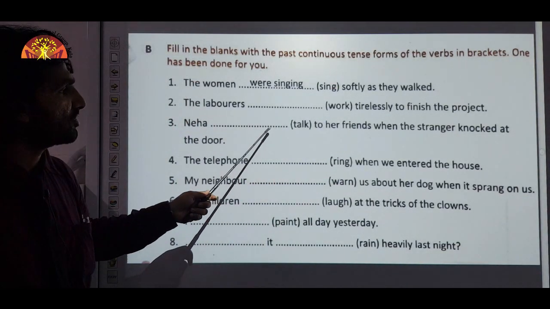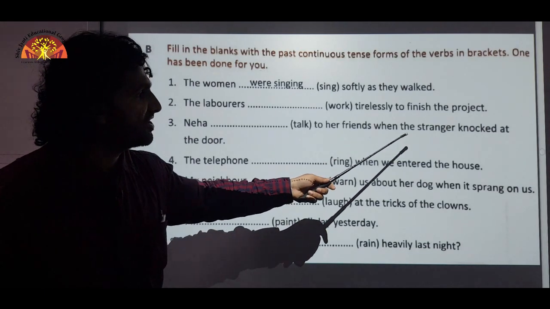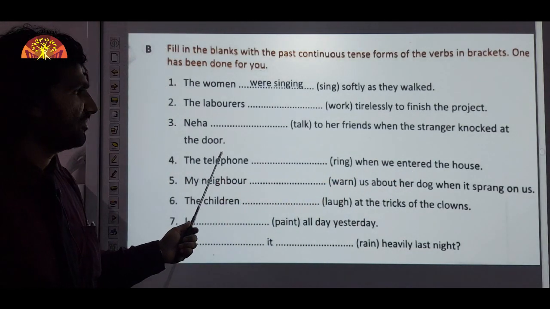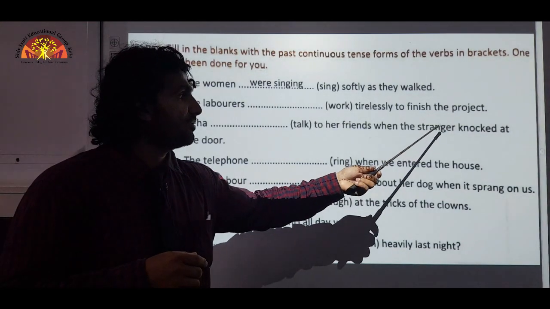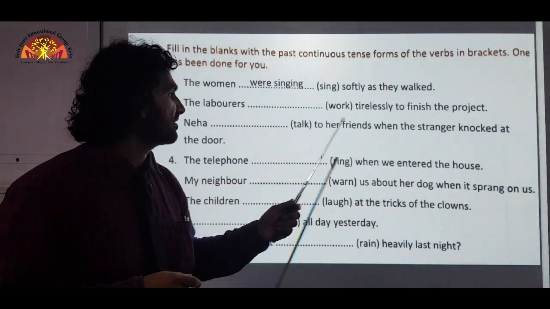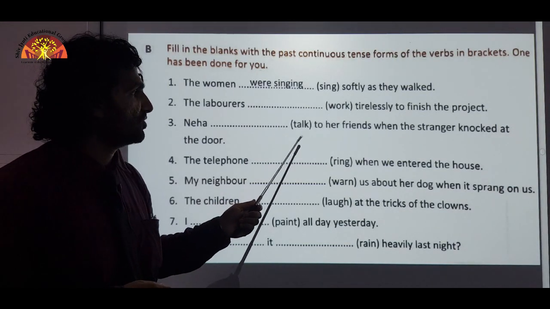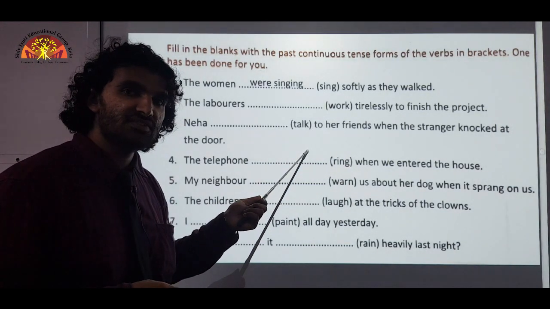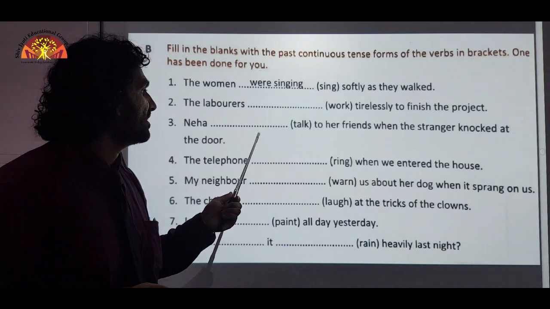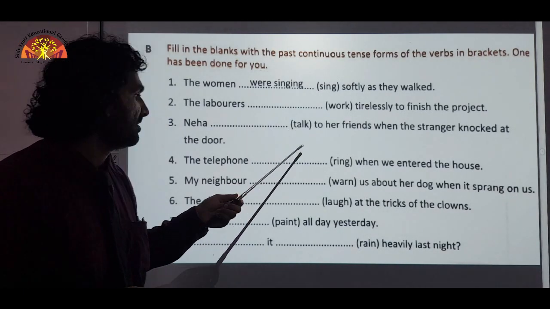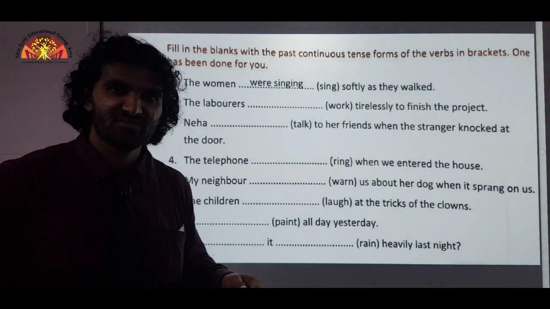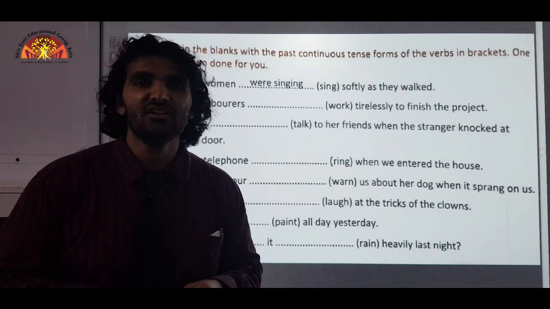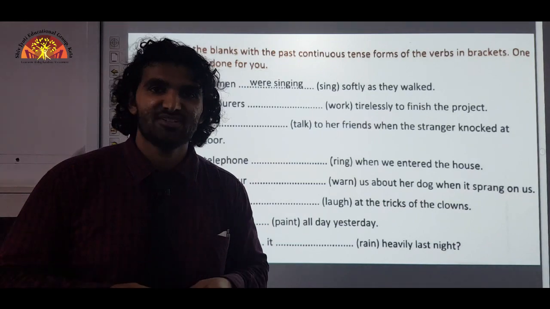Neha was talking to her friends when the stranger knocked at the door. Okay, so when this action was going on, when a stranger knocked on the door, Neha was talking to her friends. So this was the action going on there. Was talking is the right answer. Okay, 4, 5, 6, 7, 8, these do them on your own, and if you come up with any query, we will be happy to answer in the live class.